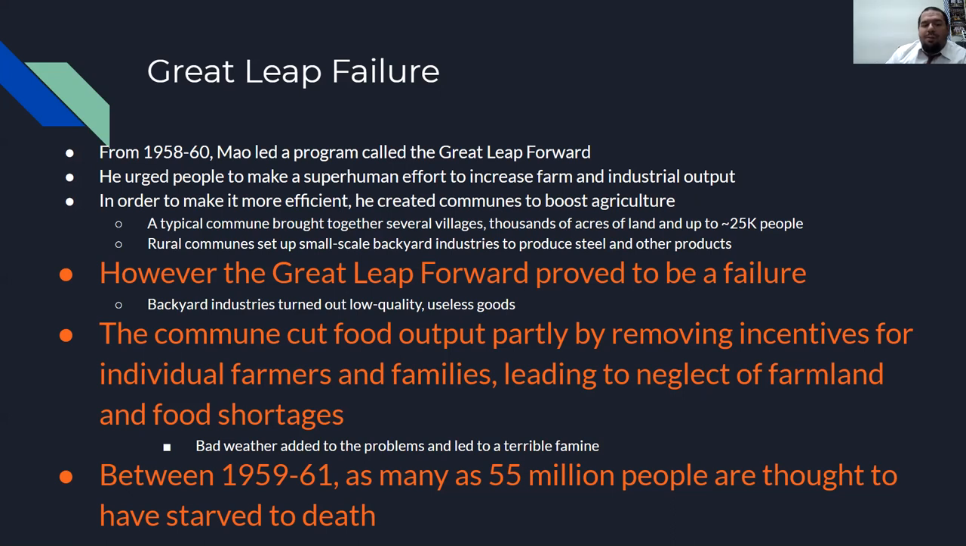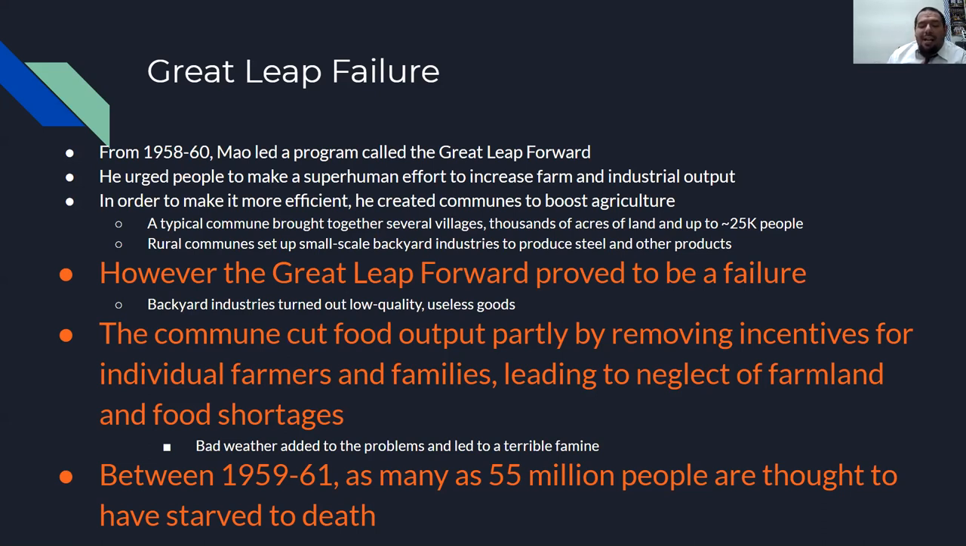And rural communes would set up small-scale backyard industries to produce steel and other products, not, you know, factory forged and made. But the Great Leap Forward proved to be a failure. These backyard industries turned out low-quality, useless goods. The commune actually cut the food output partly by removing incentives for individual farmers and families, leading to neglect of farmland and food shortages. Again, what does this sound like?